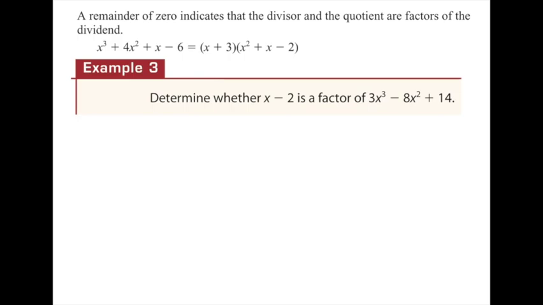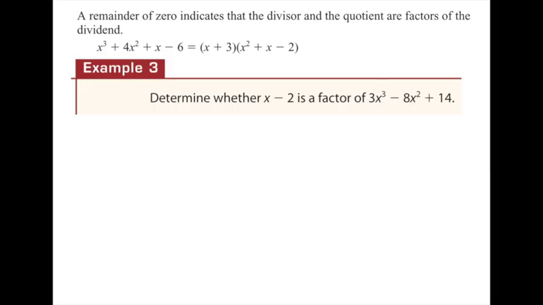But let's say I were to take 22 and divide by 3. I would have a remainder, right? A remainder of anything other than 0 tells you that it's not a factor. 3 is not a factor of 22. And the reason you know that with long division is that you have a remainder other than 0.